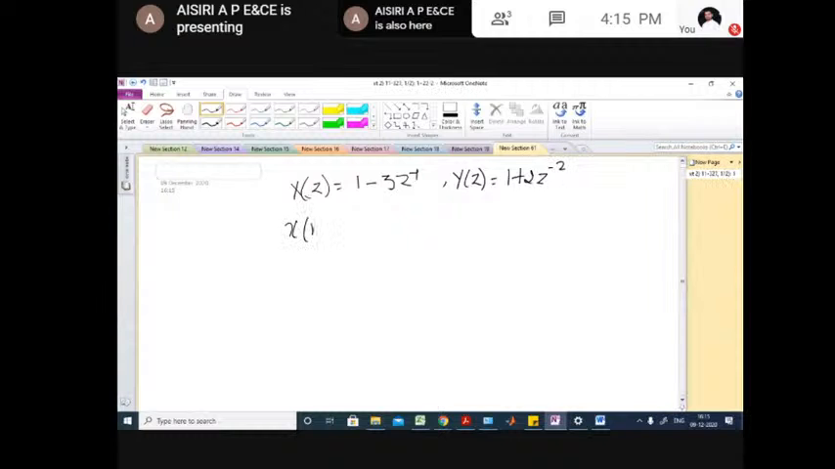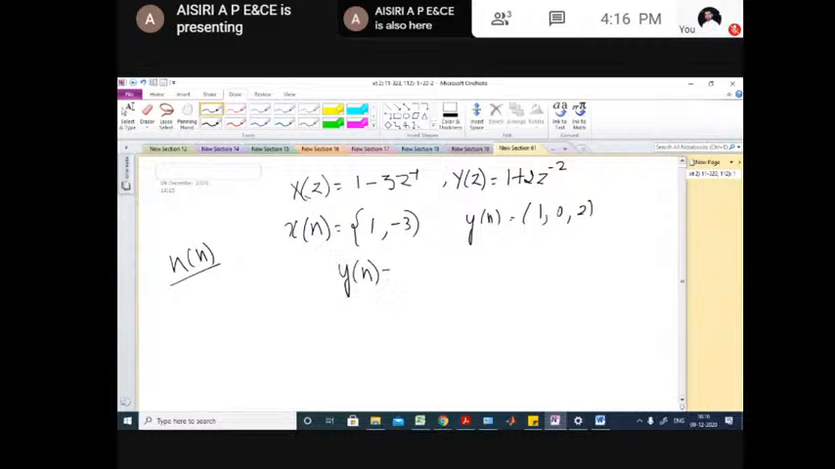So if I take the inverse z transform, I'll get x of n as 1 comma minus 3, and then y of n as 1 comma 0 comma 2. So now I know what is x of n and I know what is y of n. So you should now calculate what is h of n. Using the conventional method, that is by applying z transformation, would take time. So how will I obtain the shortcut method?